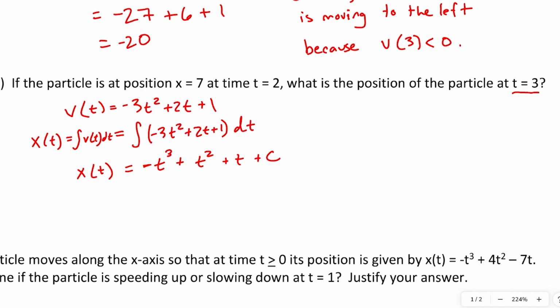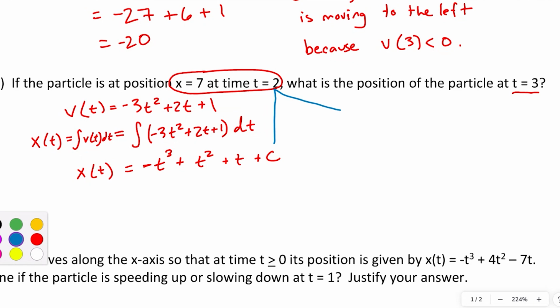But we want to know what's the position at time equals 3. The only problem is we don't know what c is yet. So we have to go back and use the fact that at x equals 7, t equals 2 to figure out what that c is. Okay, so x is 7 when time is 2. So I'm going to substitute in 7 for x and 2 for t. And I'll use that to find c.